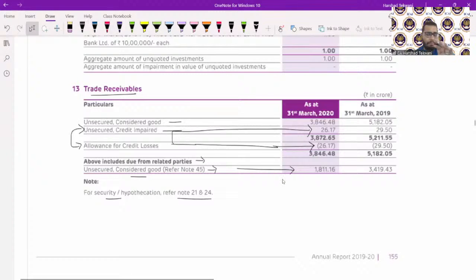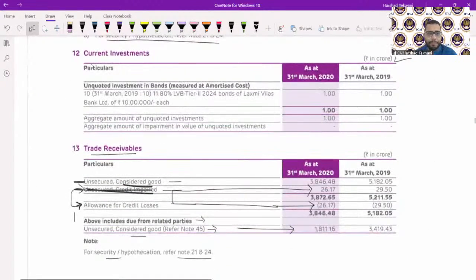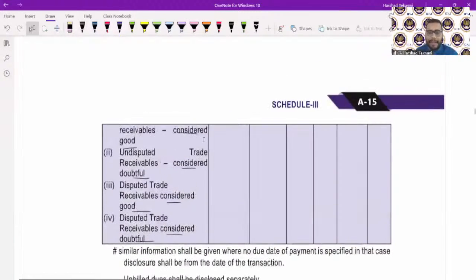This is again in DS1. I am just referring to it to explain to you. So unsecured considered good, unsecured credit impaired. This is not applicable as of now for us. Allowance for credit loss means allowance for doubtful one. This is how we disclose. Again, unsecured considered good. In this way, we are required to disclose trade receivables: secured considered good, unsecured considered good, and doubtful. Then you need to provide the allowance you are creating for the doubtful one, and then show the number plus this aging.